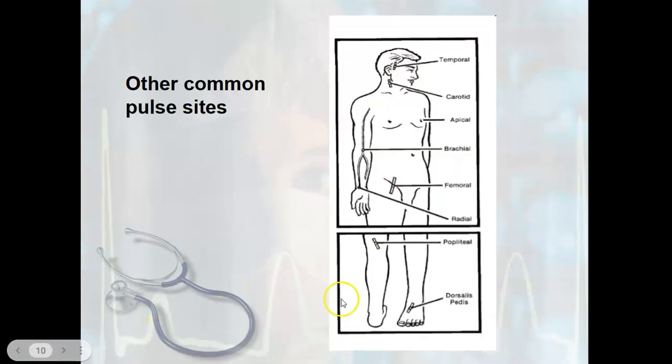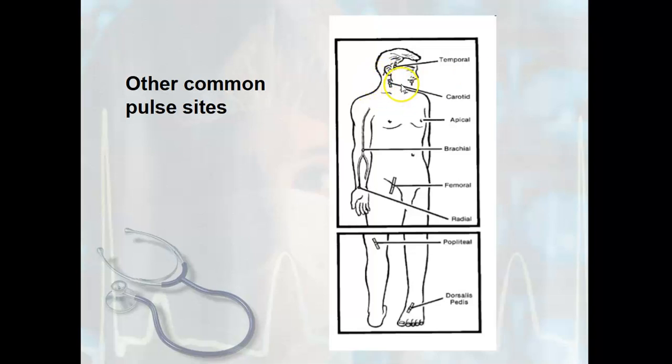Other common pulse sites are the temporal. You may have felt this before if you've had a really bad headache and you felt it pulsating, or some other time, maybe when you've been running or something like that. This is the basis for the technology behind the temporal thermometer that we'll get to later on.